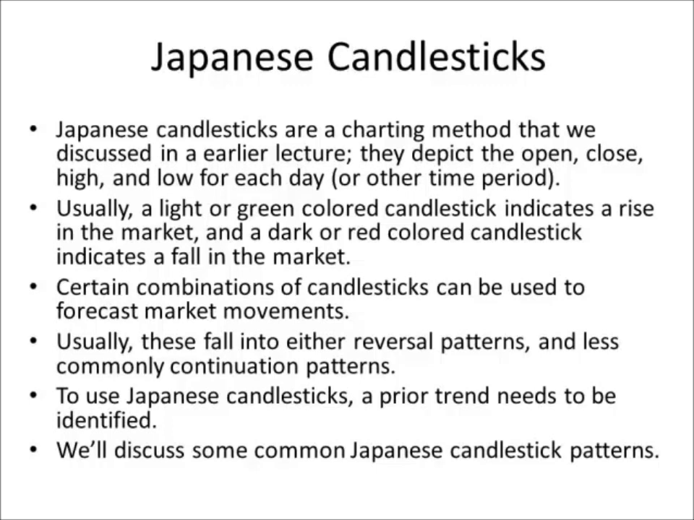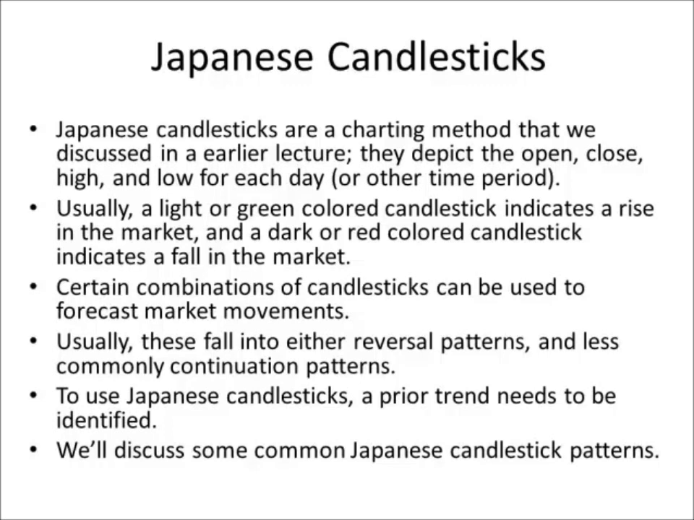Now, what is Japanese candlesticks? What do we use it for? Well, a certain combination of candlesticks can be used to forecast market movements. So we can look at the candlestick patterns and use that to forecast what will happen next, right? It's really just technical analysis, but instead of using a line on a chart and drawing a trend line, for example, we're going to be using candlesticks. We're going to be looking at the colors of the candlesticks and the positioning of them in order to make inferences.